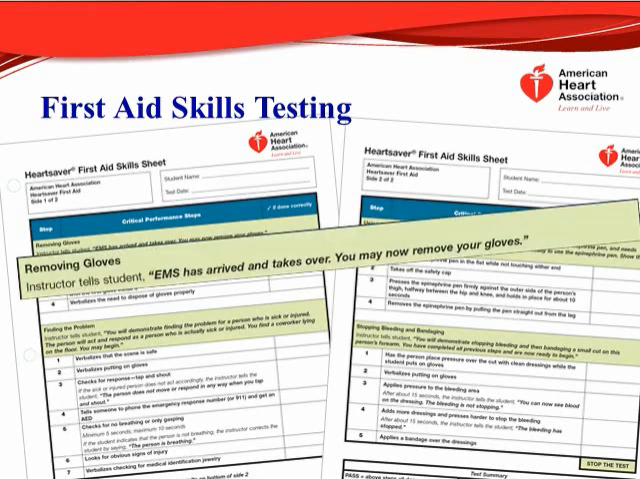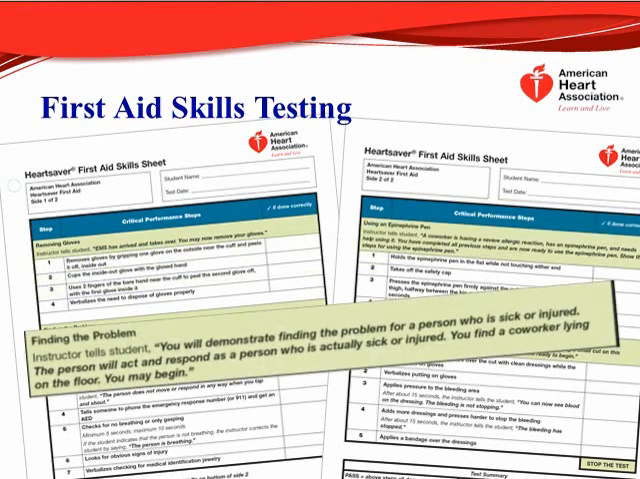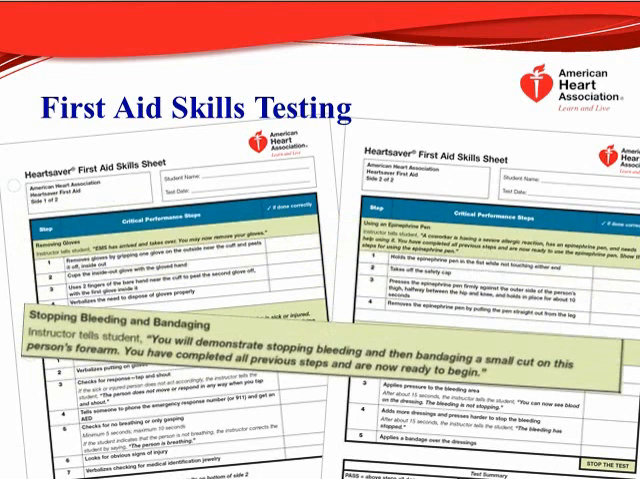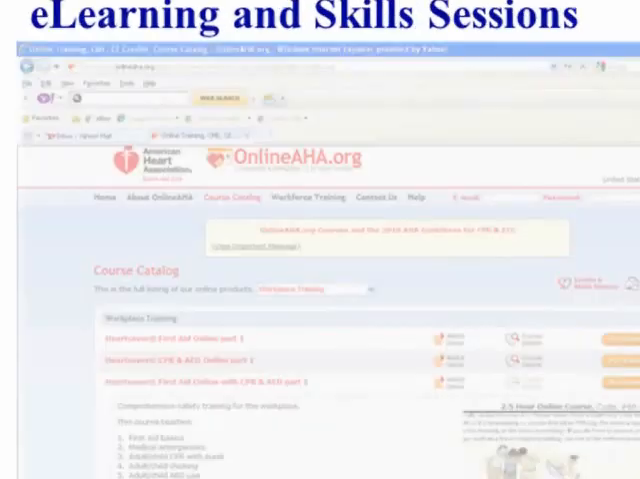First aid students will practice and be tested on removing gloves, finding the problem, use of an epinephrine pen, and stopping bleeding and bandaging. Note that bandaging is no longer optional and is a required part of the course and skills testing. The only optional first aid skill is splinting practice. This is covered in Lesson 17A. In addition to the skills sheets, the first aid critical skills descriptions on pages 37 and 38 are a good reference tool to help you validate performance of critical skills during testing.